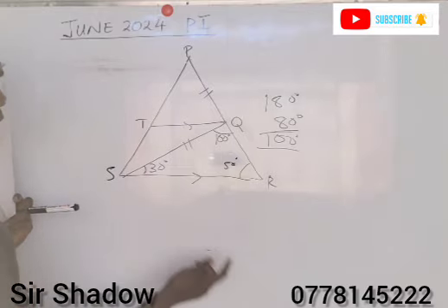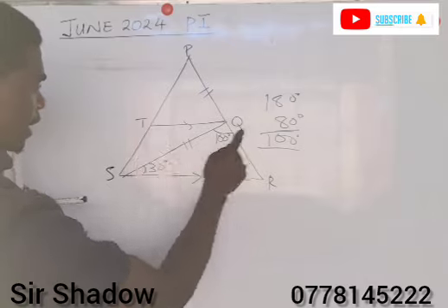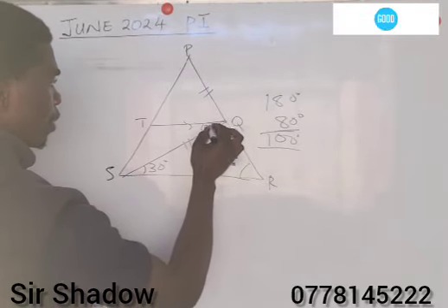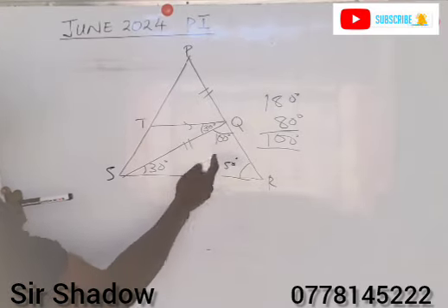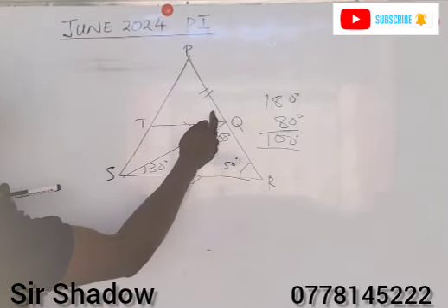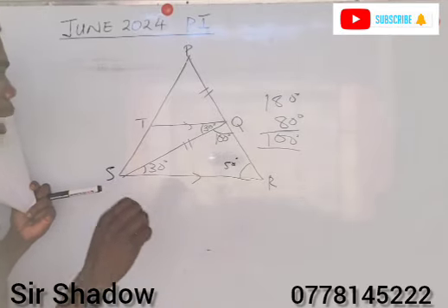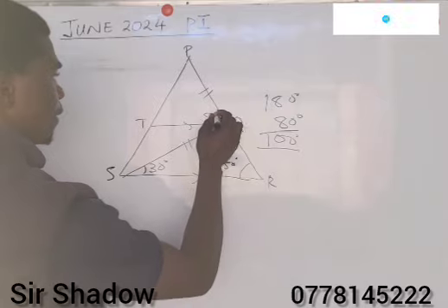Applying the concept of Z angles, TQSR is a Z angle. So this angle is equal to this angle, 30 degrees again. So 30 degrees is equal to 30 degrees. This one is a straight line, and we want to find this angle. So we are saying 100 plus 30, which is 130. 180 minus 130 gives us 50 degrees.